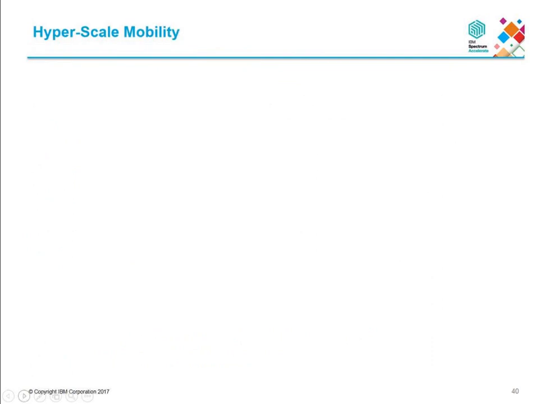So hyperscale mobility is what I call a special case of data migration. It is currently only for A9000 to A9000. I say that very specifically. That is a pod to a pod. Hyperscale mobility is currently not supported for A9000R.